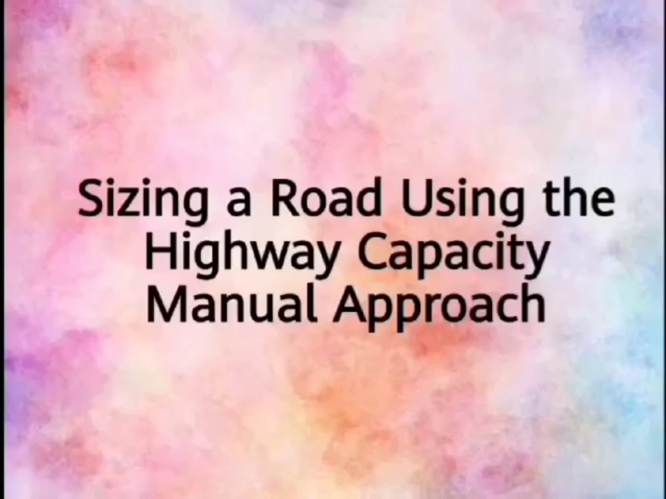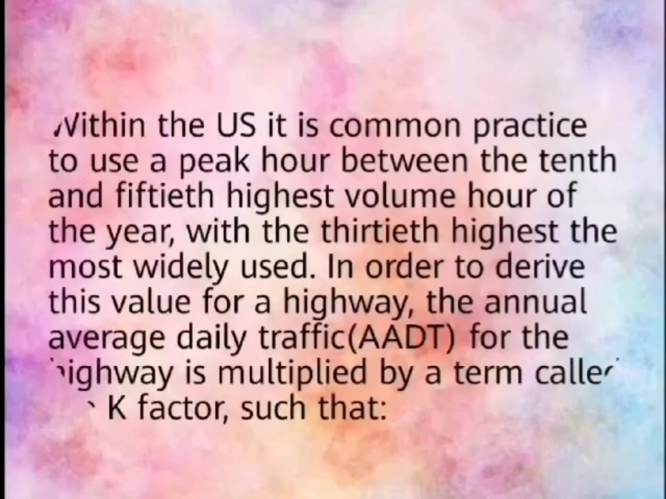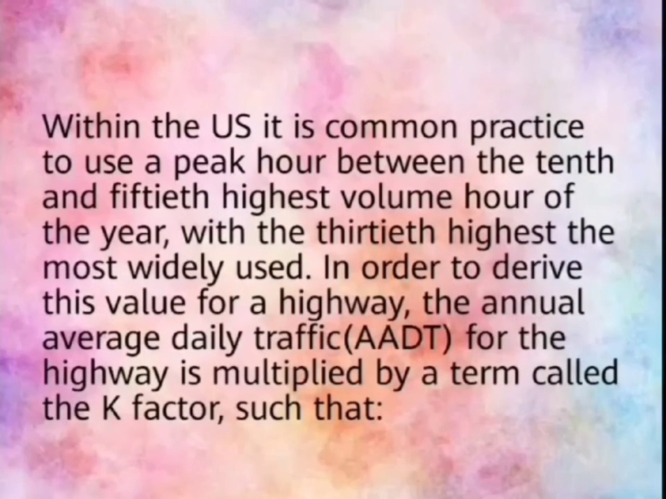Sizing a road using the highway capacity manual approach. When sizing a new roadway, a desired level of service is chosen by the designer. This value is then used in conjunction with the designed traffic volume in order to select an appropriate cross-section for the highway. Within the US, it is a common practice to seek a peak hour between the 10th and the 50th highest volume hour of the year, with the 30th highest the most widely used.